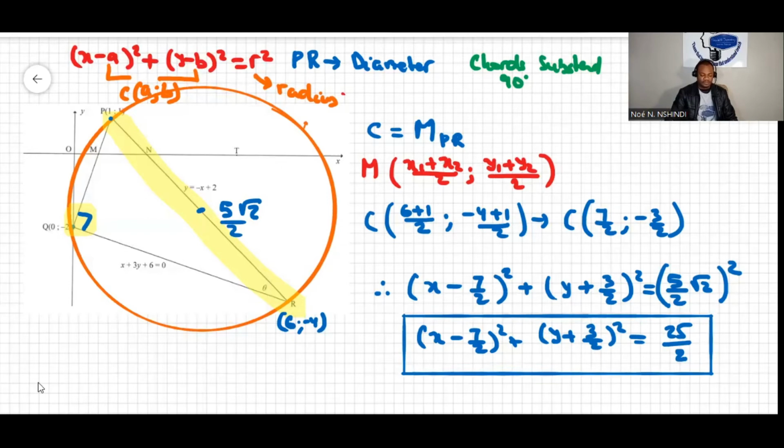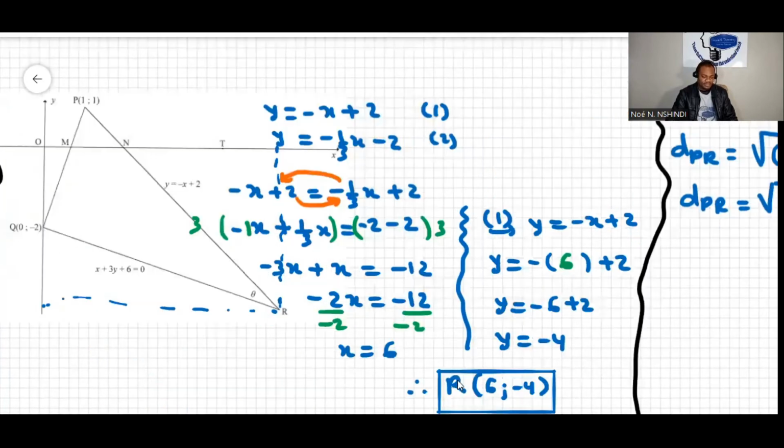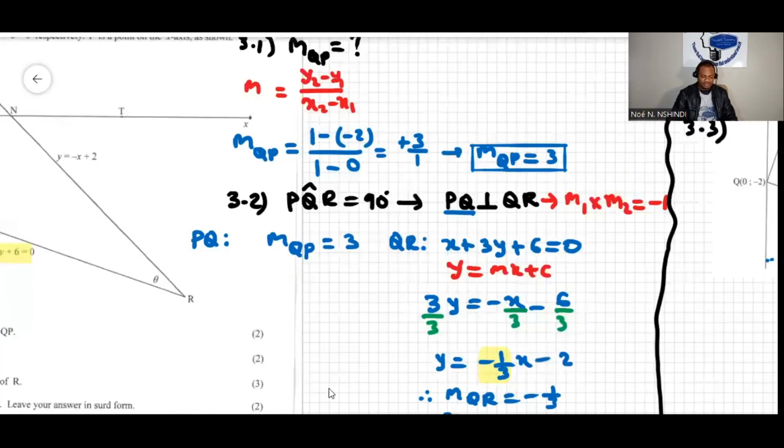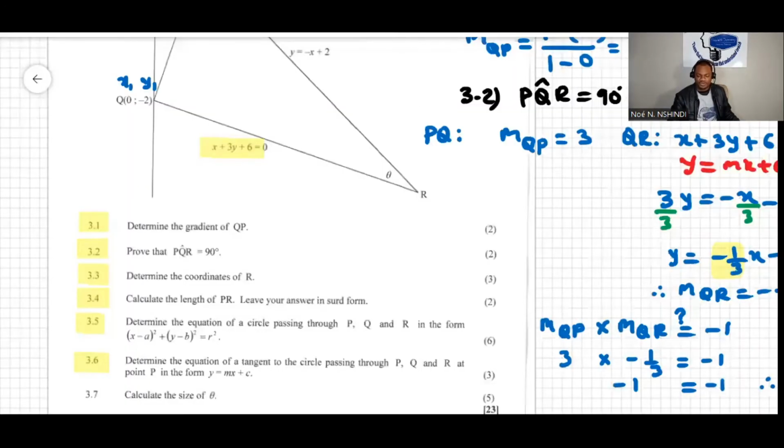Good. The following question is question 3.6, I guess. Let's see. Yes, 3.6. The question says, determine the equation of a tangent to the circle passing through P, Q, and R. Let's first read it again. It says, determine the equation of the tangent of the circle passing through PQR at point P in the form y equal to mx plus c. Well, I want to move the board over here.